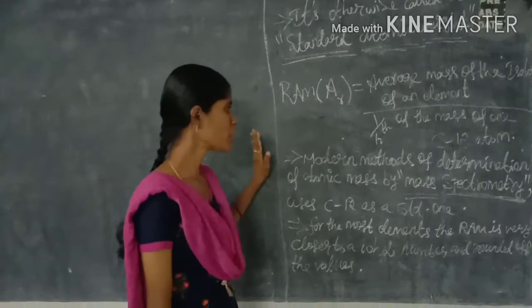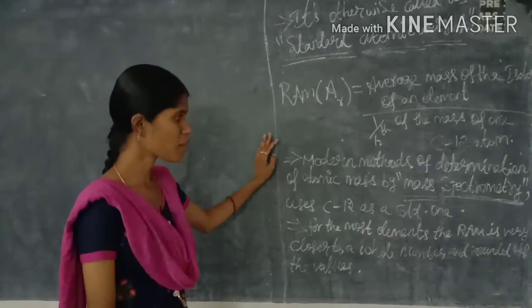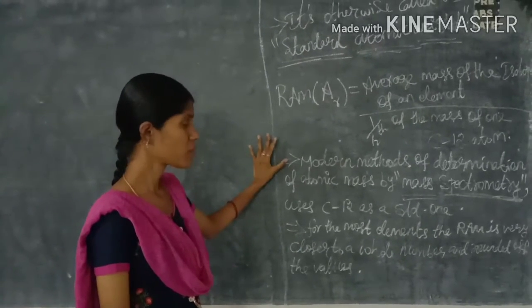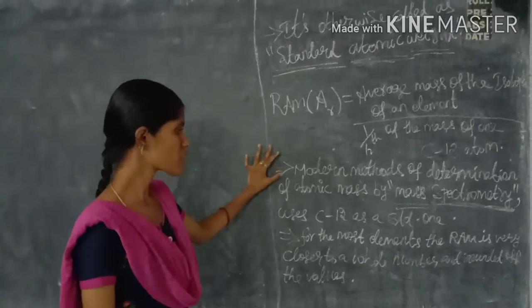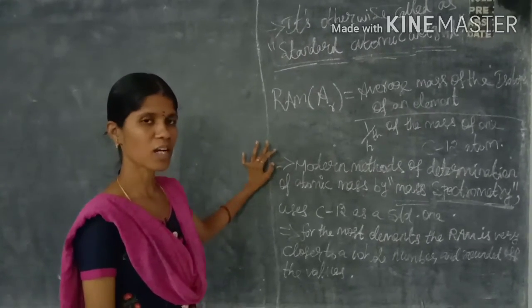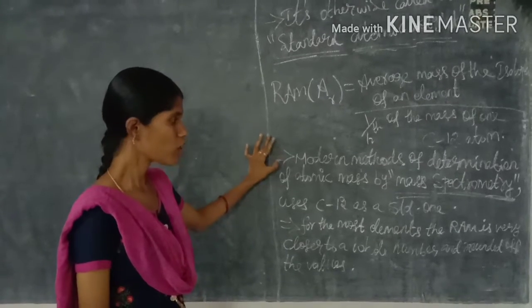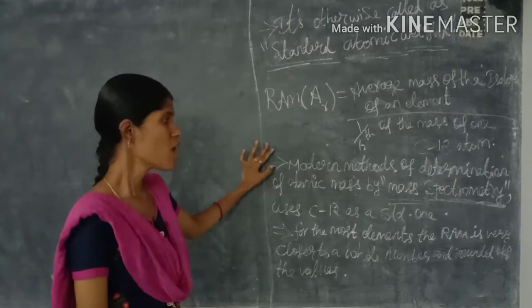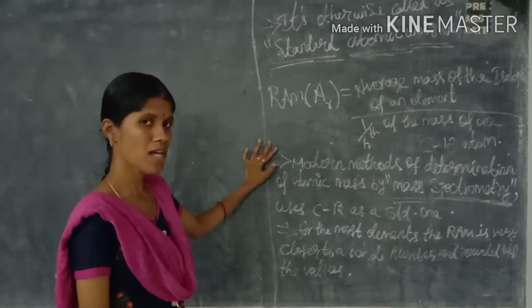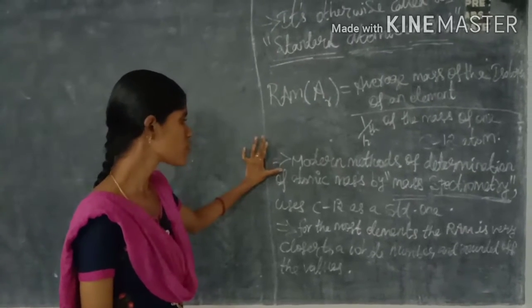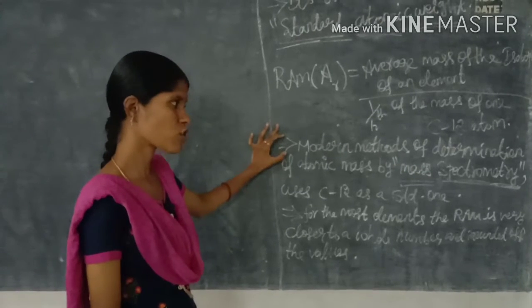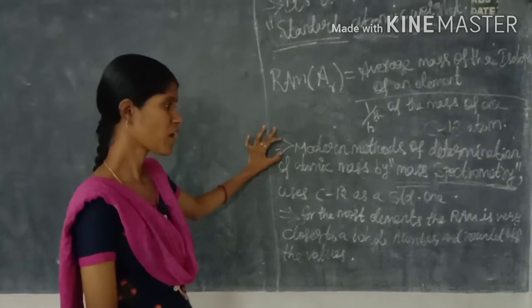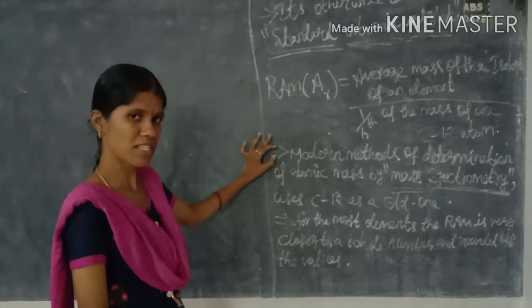Modern methods of determination of atomic mass. Nowadays, the mass of the atom, or the atomic mass, is determined using mass spectrometry. Mass spectrometry uses the carbon-12 atom as a standard.